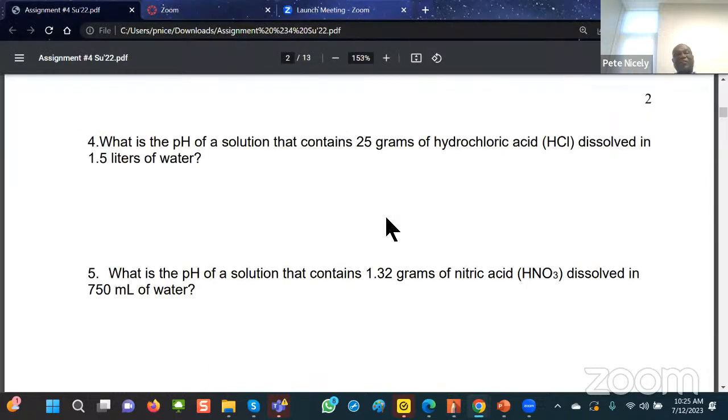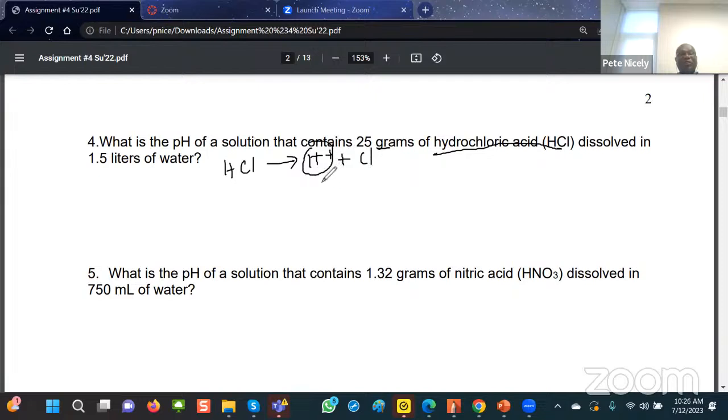It says, what is the pH of a solution that contains 25 grams of hydrochloric acid dissolved in 1.5 liters of water? So the first thing I would ask myself is what type of acid is this? And as I said before, hydrochloric acid is among the strong acids. So you know that it will dissociate completely to form H+ and Cl-. So this is what we need.